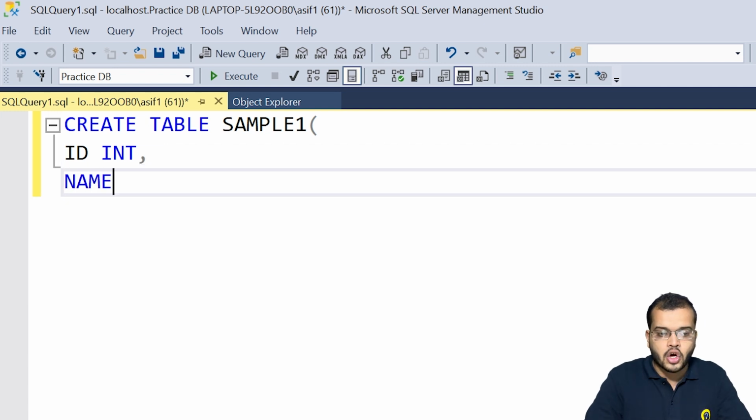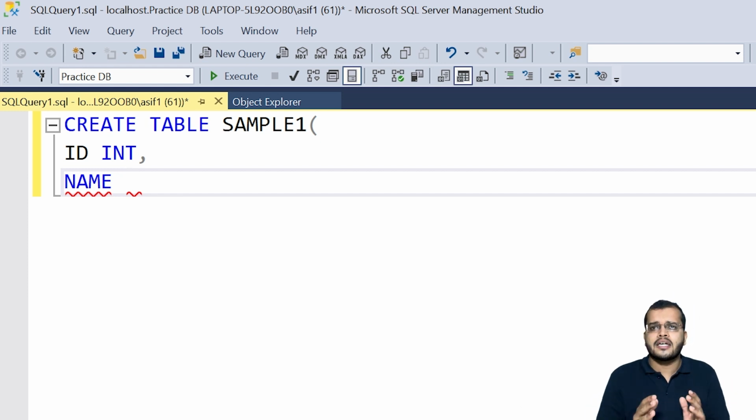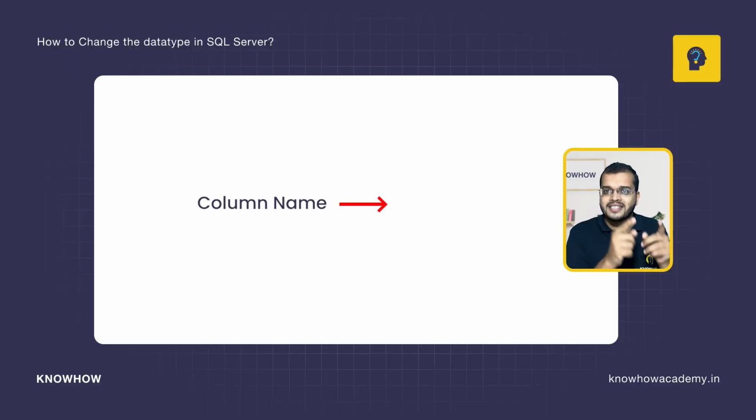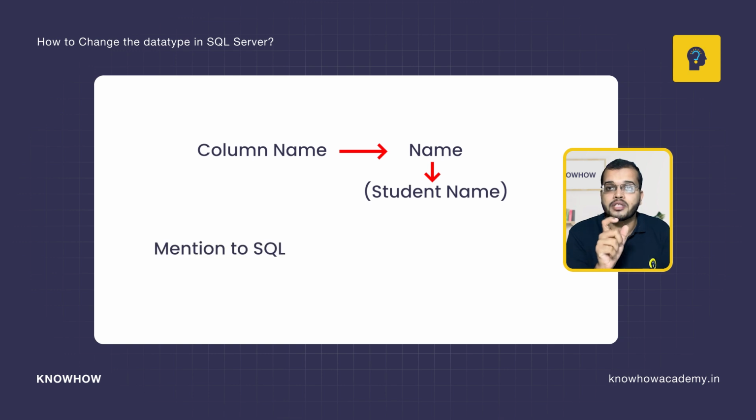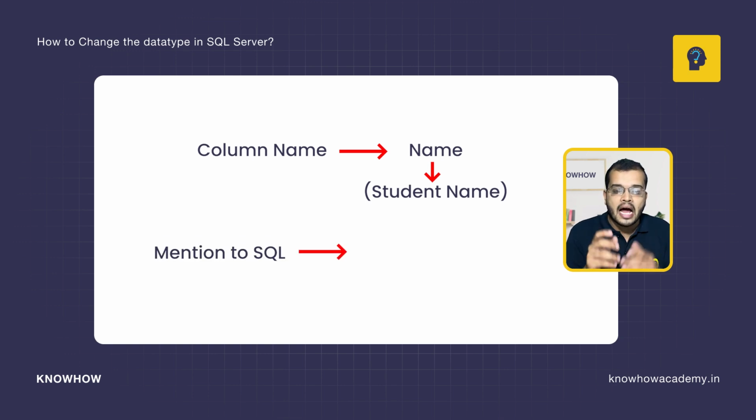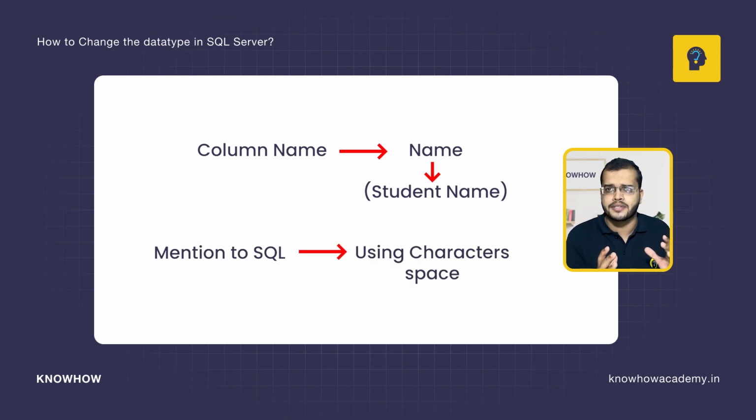I am considering another column as name. Now name consists of characters. When I'm talking about characters, we should also specify to SQL how many characters we are going to use. Let me give you a simple example. Let us consider I am writing the column name as name and I have to include the name of a student. I have specifically mentioned to SQL that I am using some 20 characters space, or let me consider some 5 characters space.